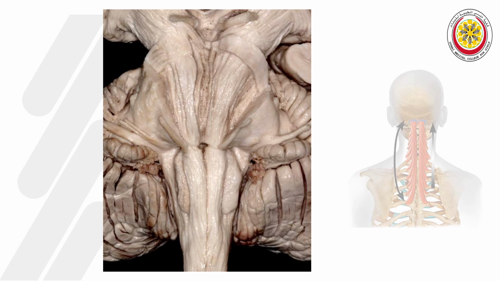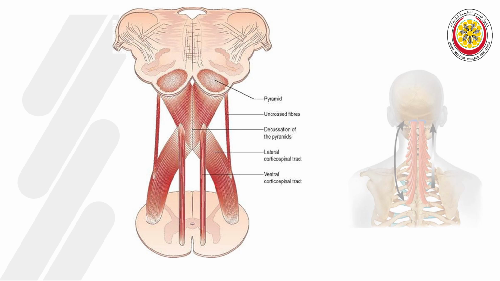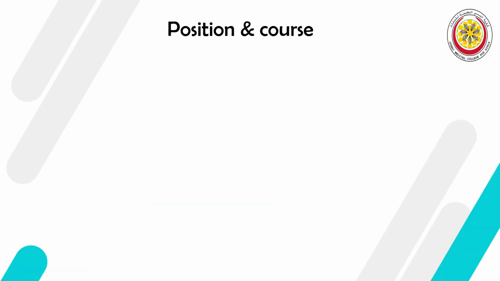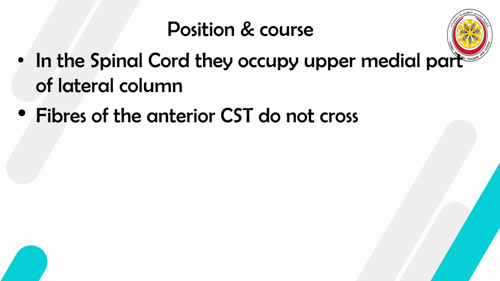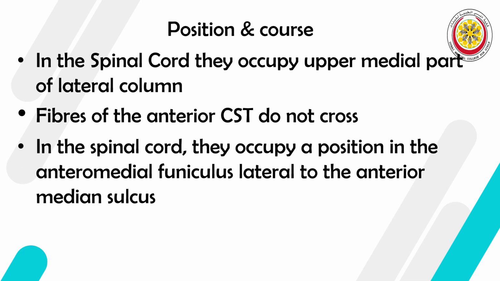This is where the fibers cross that are going to make the lateral corticospinal tract. And this is an illustration of this. Remember, most of the fibers decussate. Now, some of them continue directly without decussation on the same side, and some continue directly in the anterior. So this is the lateral, and this is the anterior corticospinal tract. When we go to the spinal cord, where are they? We have lateral and ventral. They occupy the upper medial part of the lateral column. The anterior corticospinal tract does not cross at first.